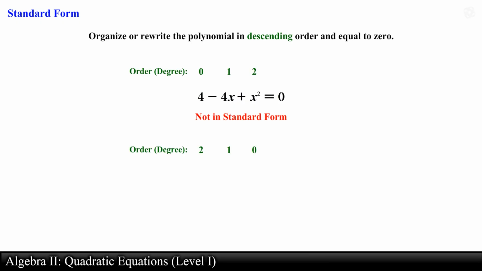We want it in descending order, so we need to rewrite and organize it as follows. x squared minus 4x plus 4 equals 0. Notice that the degree is now written in descending order. From left to right, it's 2, 1, and 0. This is the form you want to organize all your quadratic equations before you start solving them.